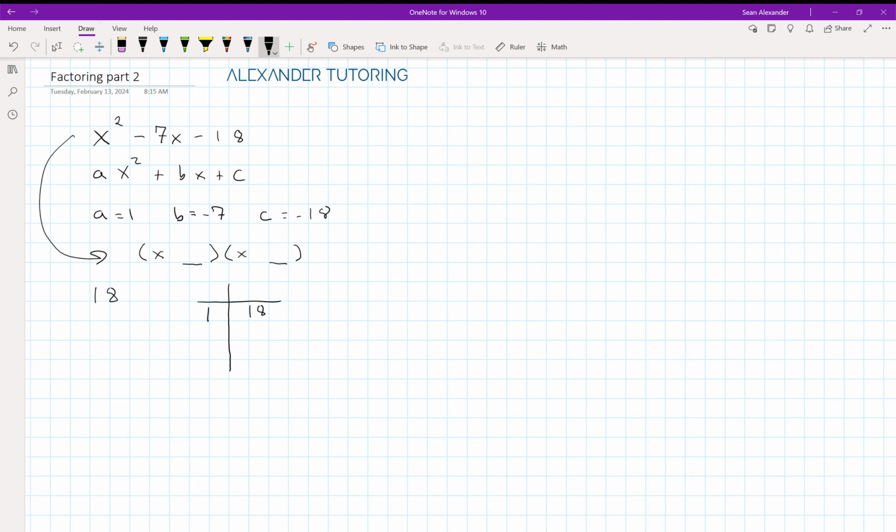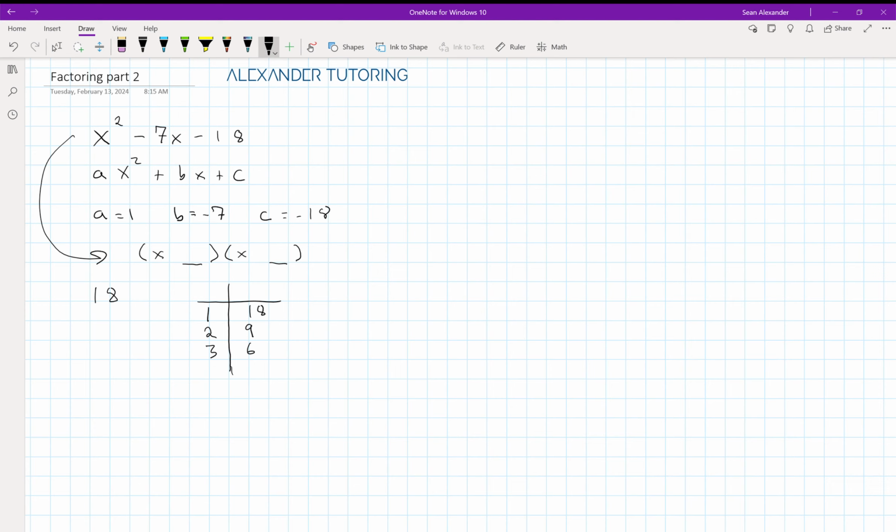Then take the 1 and click it up 1 to 2. 2 times what equals 18? Pretty obviously 9, right? Then we click the 2 up to a 3. 3 times what equals 18? 6. Then we click the 3 up to a 4. 4 times what equals 18? Well, no whole numbers. 5 and then 6, that's it. So there's only 3 factor pairs of 18. Now we're going to start worrying about the signs. We know that these two numbers have to add to negative 7, right?